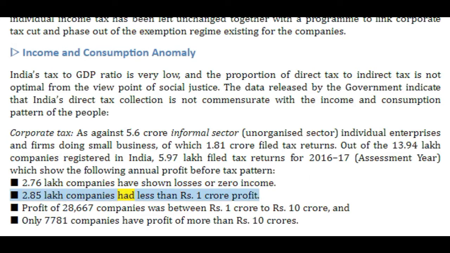2.85 lakh companies had less than 1 crore rupees profit. Profit of 28,667 companies was between 1 crore rupees to 10 crore rupees, and only 7781 companies have profit of more than 10 crore rupees.